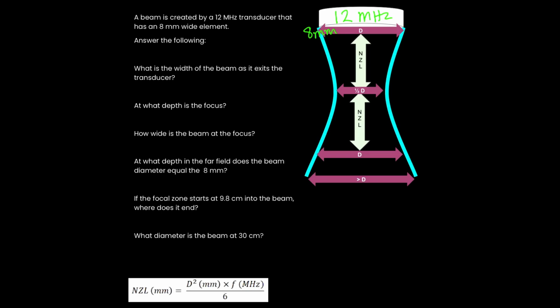So D is going to be equal to that 8 millimeters because the element width is the diameter that we're interested in. And our first question says, what is the width of the beam as it exits the transducer? So this is a concept of the near zone that you just need to know. You need to know that the widest the near zone will be is the diameter or the aperture of the element. We were told that it's 8 millimeters wide, so that is the widest that this beam can be as it leaves the transducer. So the correct answer is 8 millimeters.